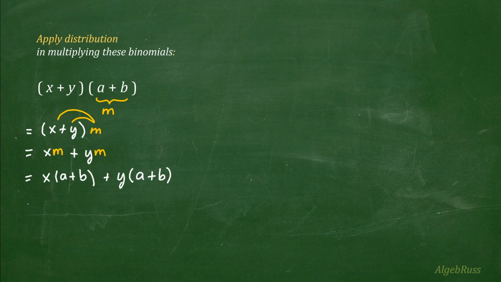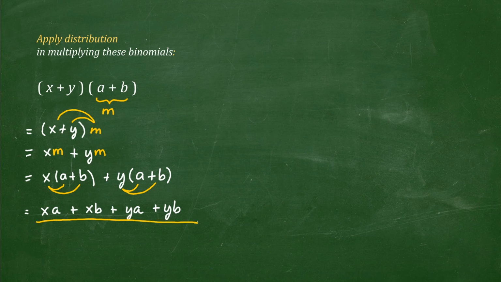Notice again, this looks familiar. We can distribute both x and y to these a plus b groups. So doing this, we have x times a equals xa, x times b equals xb, y times a equals ya, y times b equals yb. Hence, we have the final product xa plus xb plus ya plus yb.